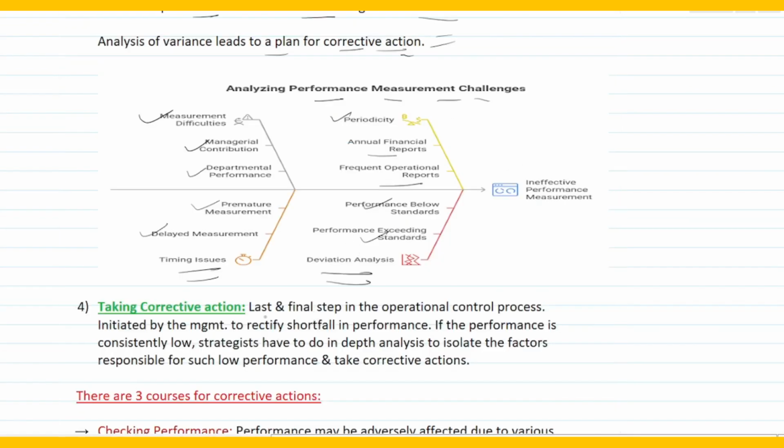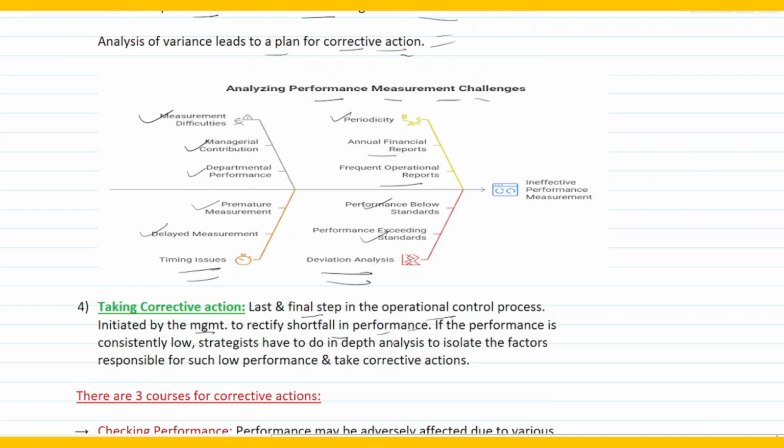Finally, you come to the last step of the operational control, which talks about taking corrective action, which we have already discussed in point number 3. The last and final step in the operational control process is initiated by the management. So who takes the initiative? The initiative is basically taken by the management. For what? For rectifying the shortfall in the performance.